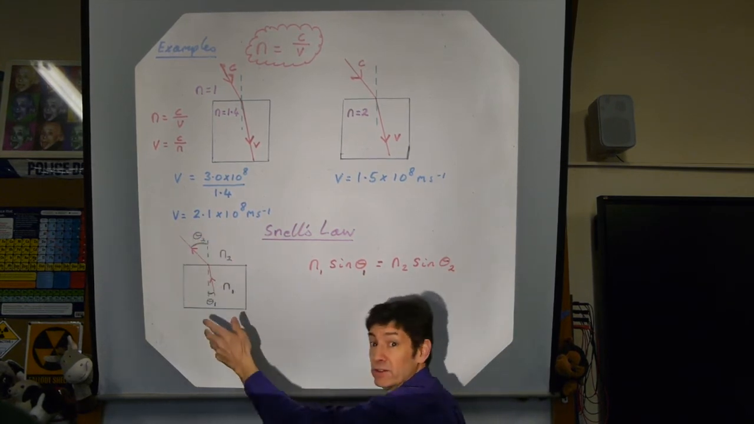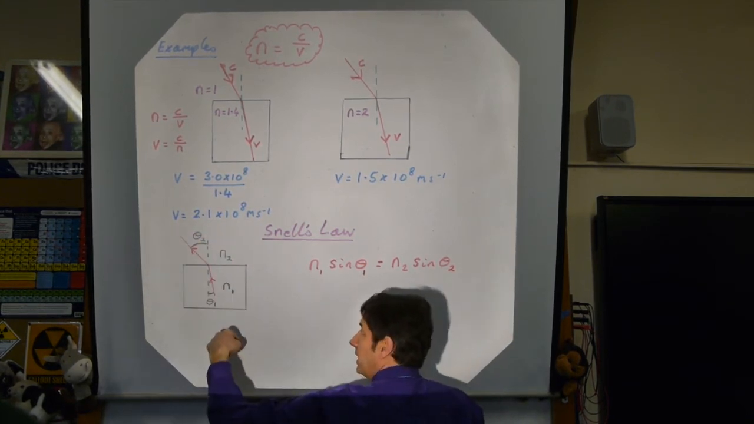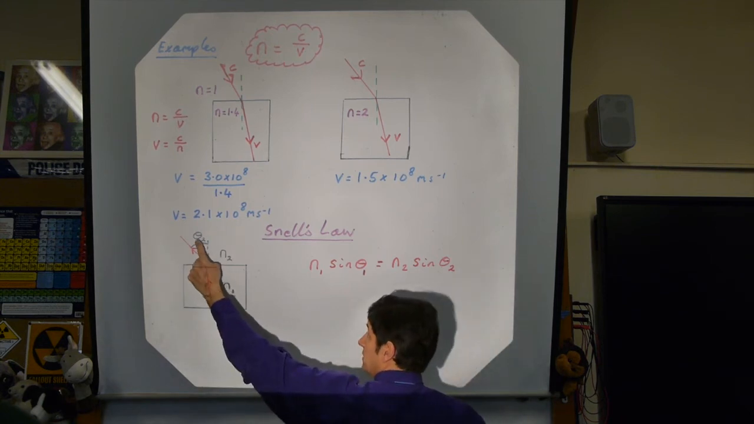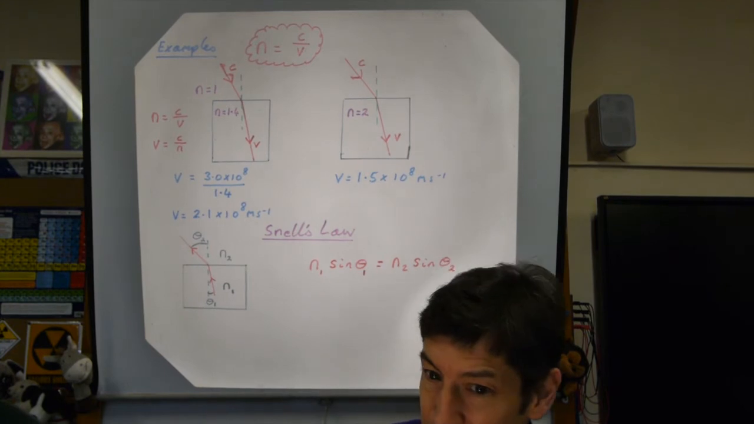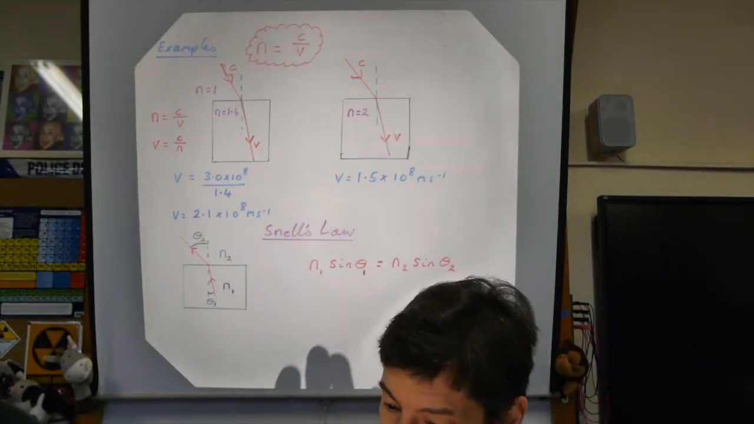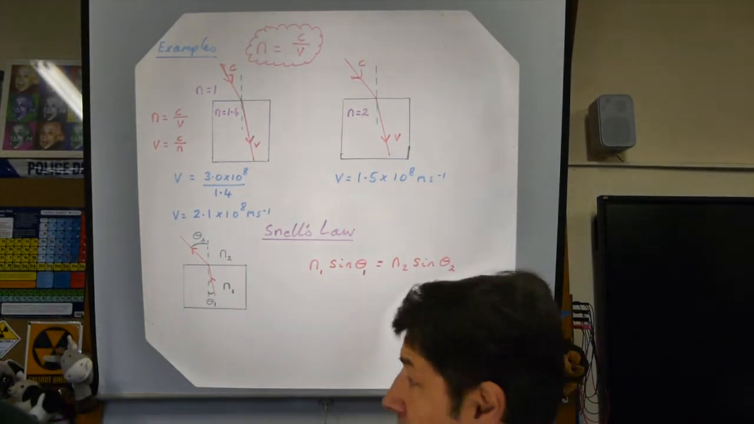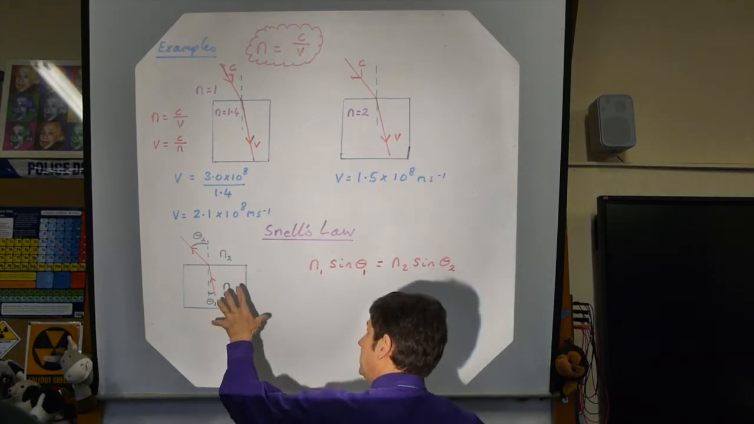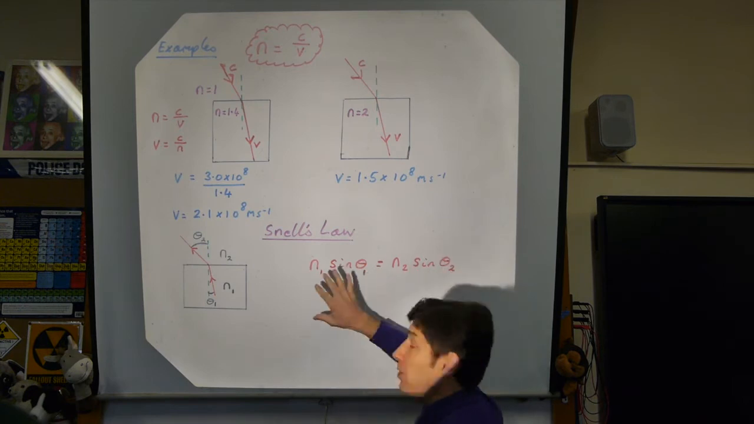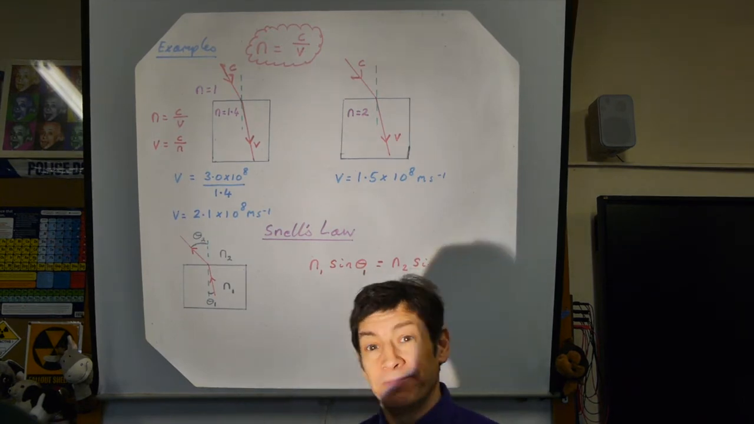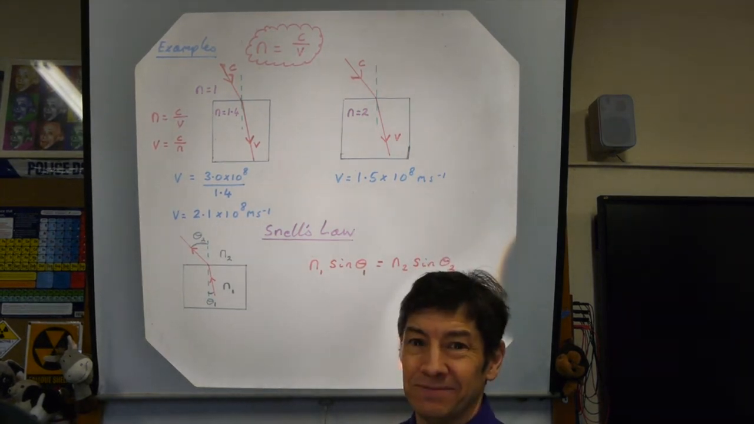Now, you could swap that round, of course. If you had the ray coming in, there's nothing to stop you calling this theta 1 and this N1. It doesn't matter, okay? So, we can use this equation to find out what the refractive index is if we know all of this bar one thing. So that's what we're going to do next.